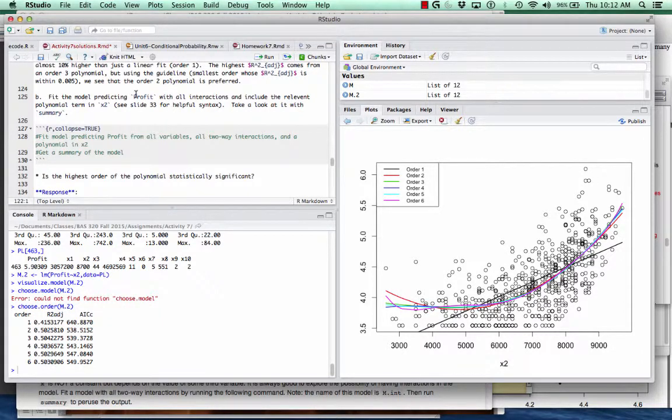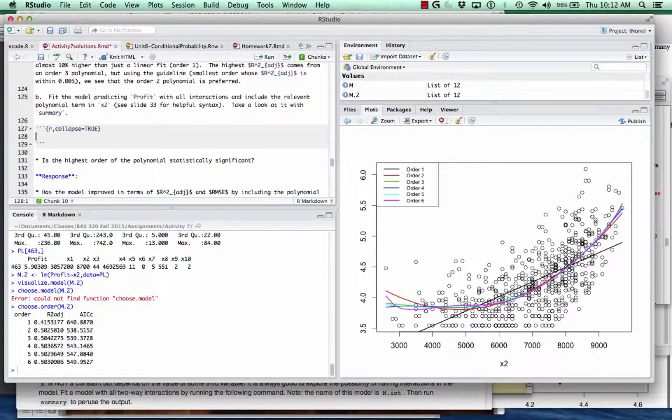Let's fit a model predicting profit with all interactions and include the relevant polynomial term in x2. All right, so pretty complicated looking model. Let's figure out how we do this. I'm going to name it polyint. We want to predict profit from all variables and the interactions, so twiddle.squared will do all predictors and all interactions. And then we also want to add in a polynomial term in x2. So we take out the x2 term, and then we add in the polynomial model in x2, poly(x2, 2). And we say that we're working from the PL data frame.